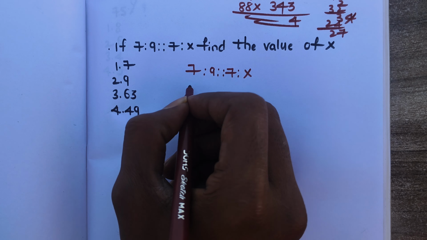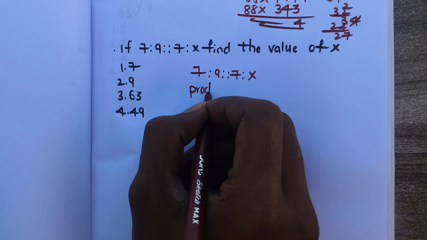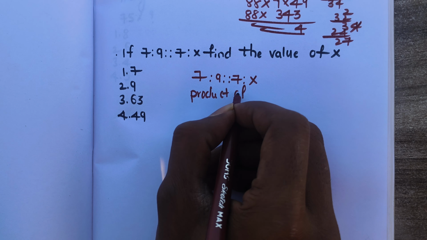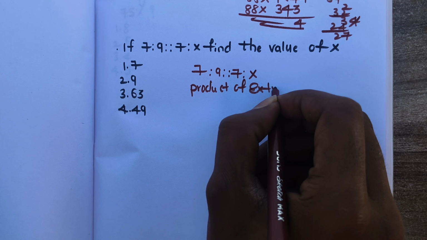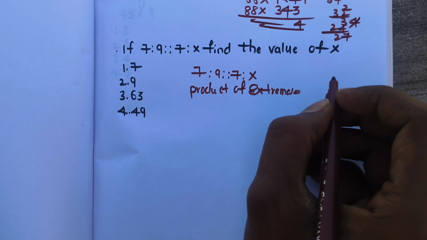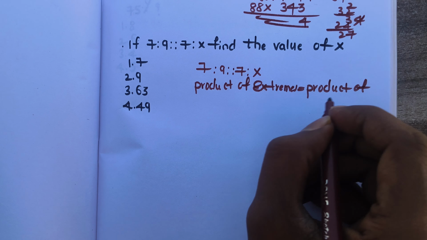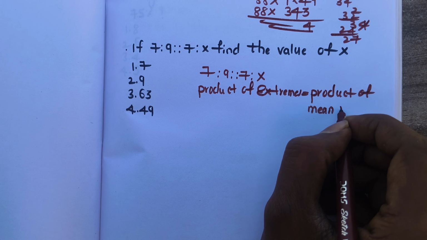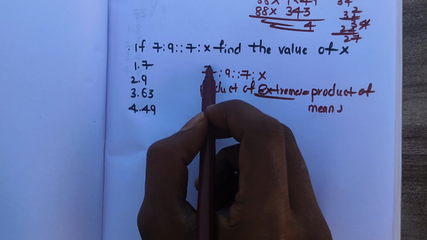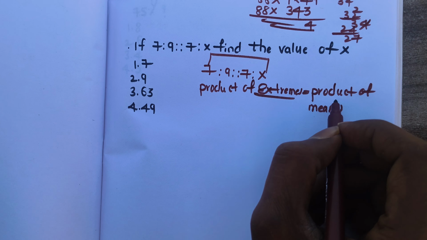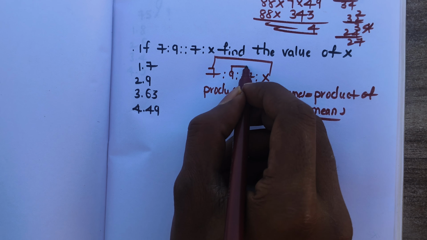The process is: product of extremes is equal to product of means. Here the extremes are 7 and x, and the means are 9 and 7.